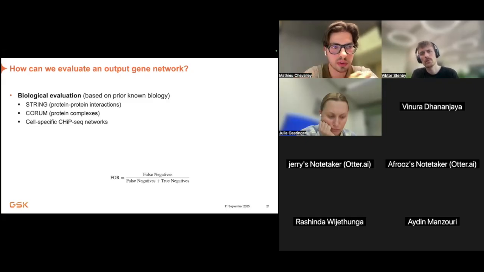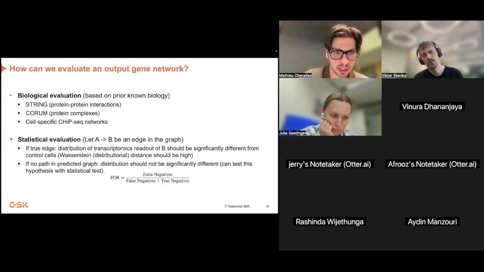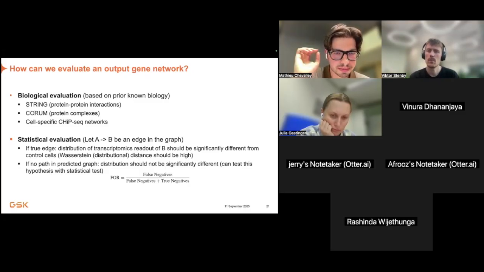So one type of evaluation is this biological evaluation, where we pulled different sources of prior knowledge of gene interactions. Those are specialized biological databases. And then the second type of evaluation is a statistical evaluation, based only on the data that we have.